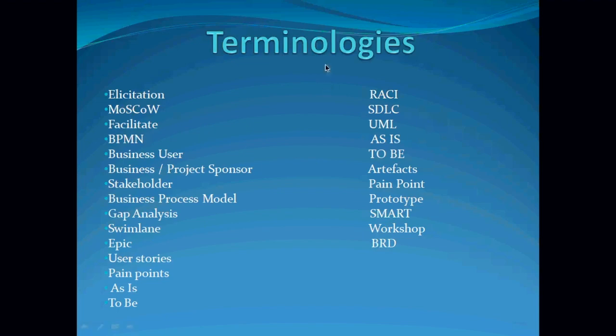And RACI is a project management word: responsible, accountable, consulted, informed. When you are putting your business requirement document together, you will have to document the people that are responsible for certain tasks, the names of people that are accountable for that as well, and the people you consulted for this requirement, maybe just to get information. The people that are just for hearing, you just inform them. They didn't actually contribute to anything.